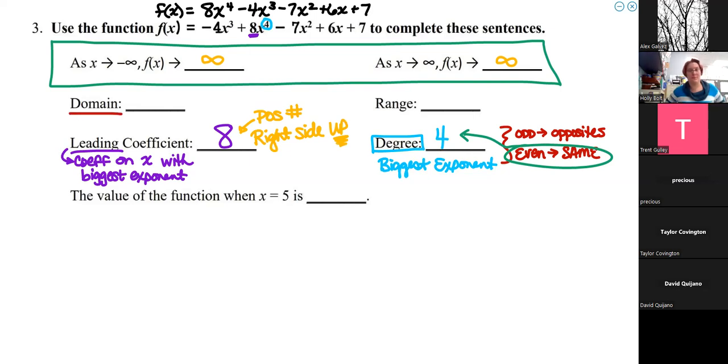What is my domain? Remember, domain is the same for all, there you go. Domain is the same for all of our polynomials, negative infinity to positive infinity. Do we need to look at a graph for the range here? Yes. So I'm going to go over to Desmos and we're going to type this in. We're going to look at that graph.